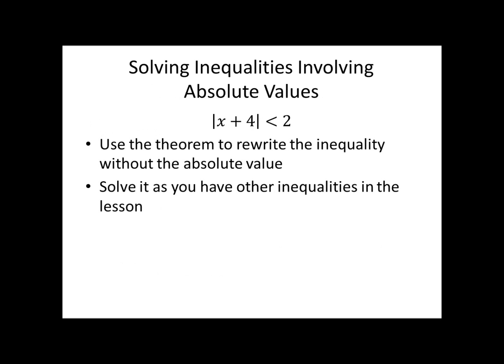Alright, so when we want to solve inequalities involving absolute values, we use the appropriate part of the theorem to rewrite the inequality. So we use those things from the previous screen to rewrite the inequality. And then we solve it like any other inequality, because that absolute value is going to go away. So let's take a look at this inequality that involves an absolute value. The absolute value of x plus 4 is less than 2.